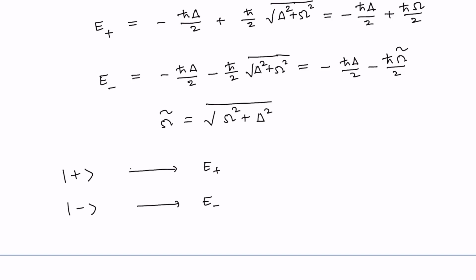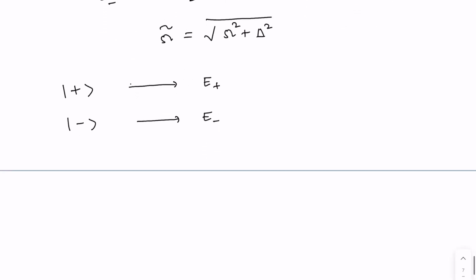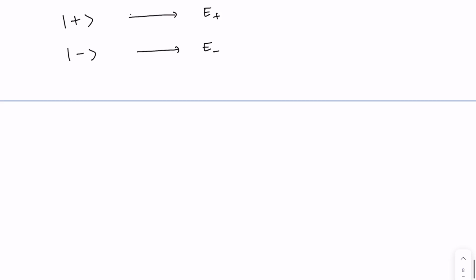So let me find out this |+> and |->, but let me play a trick here. I can always express any state, as you know, any quantum state, as a superposition of the basis vectors.